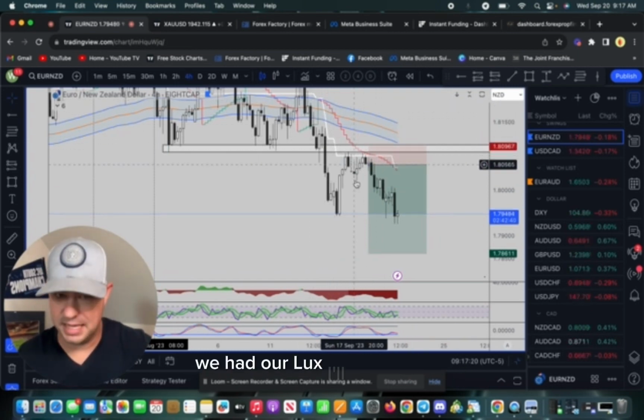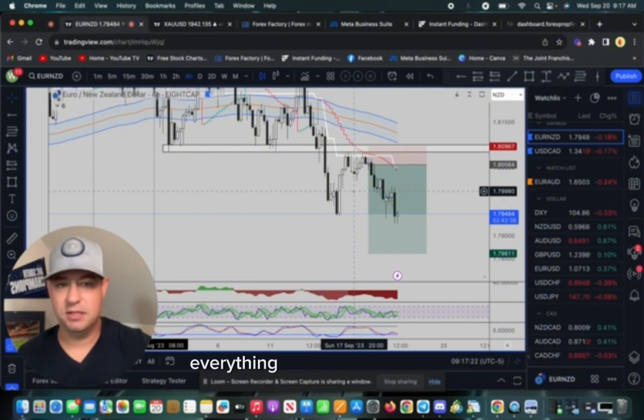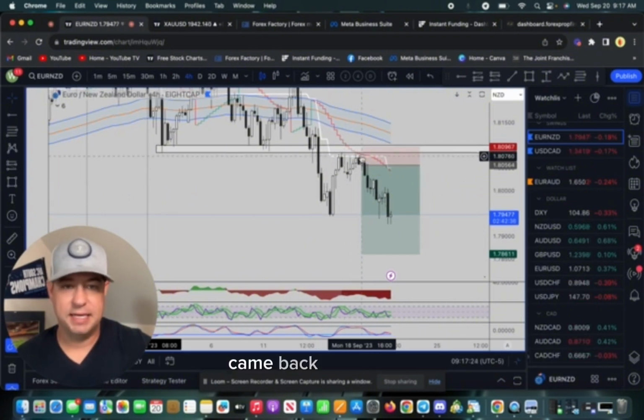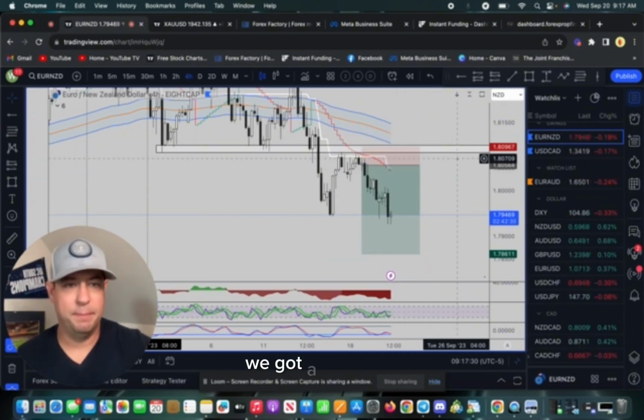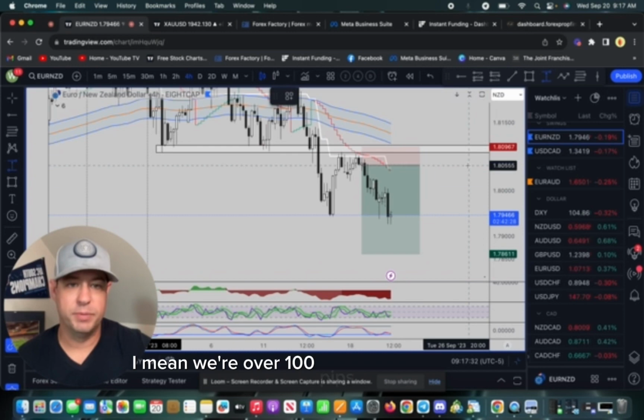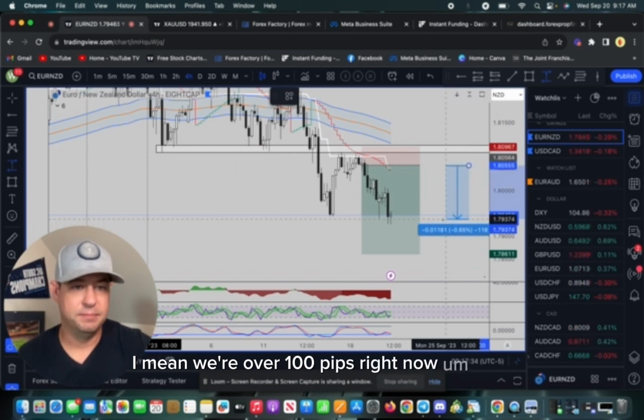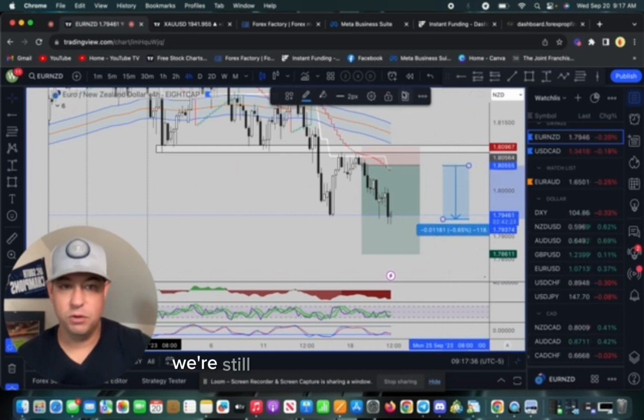We had our Lux Algo go down. Everything looked like a great sell. Came back to this area. We got in here. I sent it out in my signals channel Monday night, and boom, guys, we got a big move. I mean, we're over 100 pips right now. Easy. We're still holding on to this trade, okay?